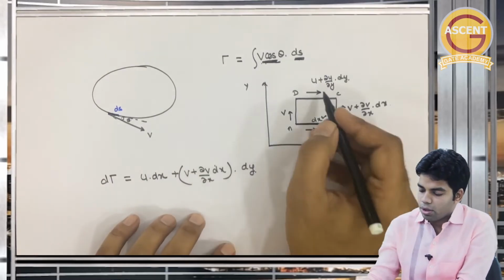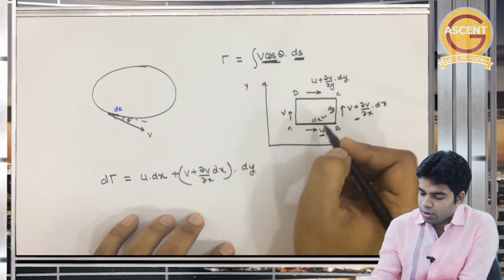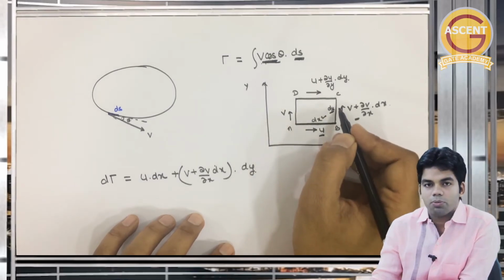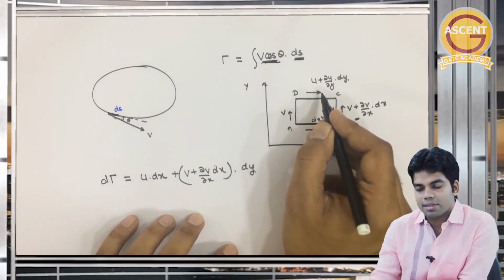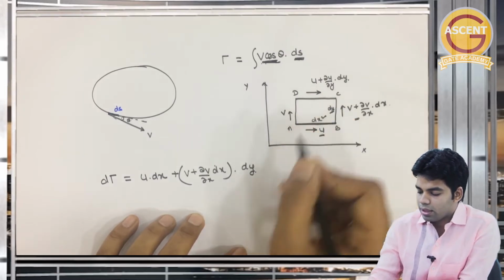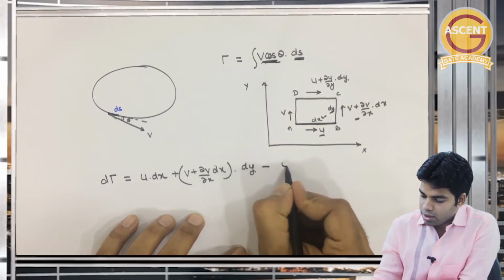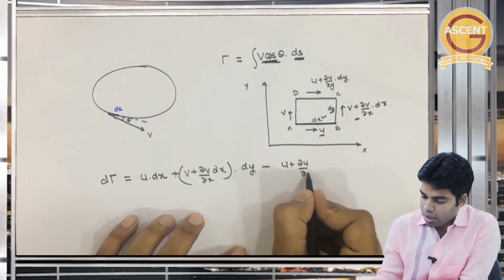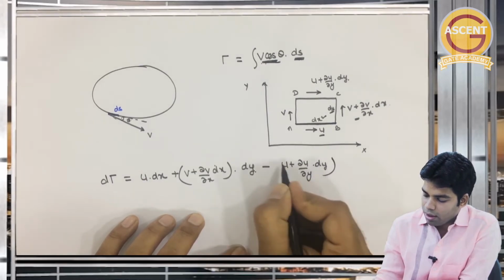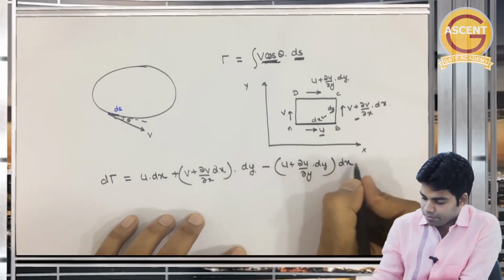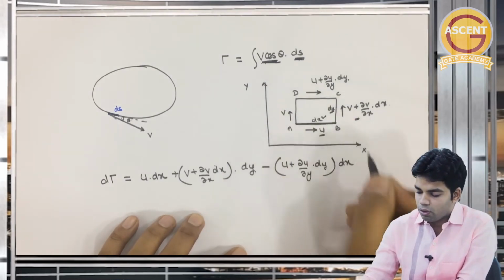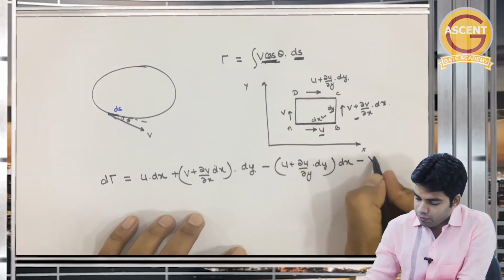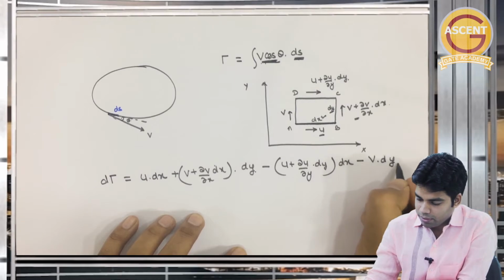Now for CD, if we consider anti-clockwise as positive, then clockwise will be considered negative. So for CD, this will be minus u plus del u by del y into dy, into the elemental length, which is dx. For AD, minus v into dy.